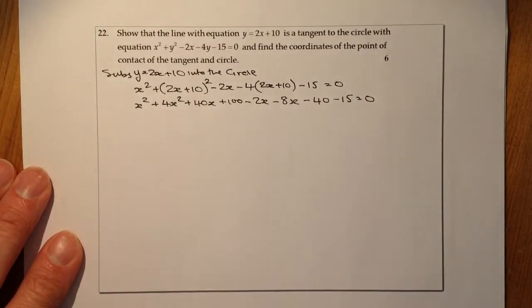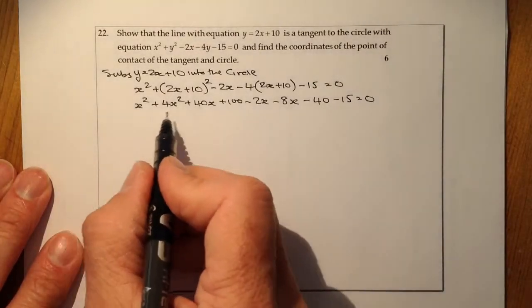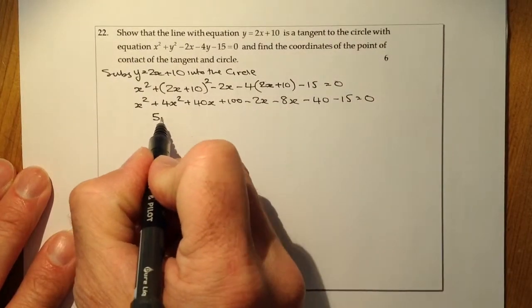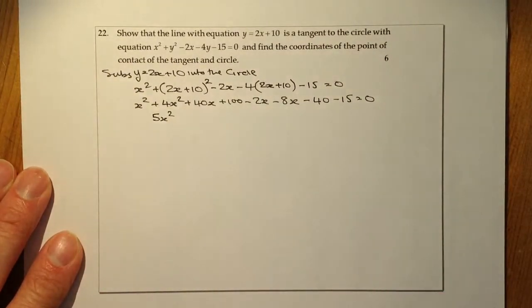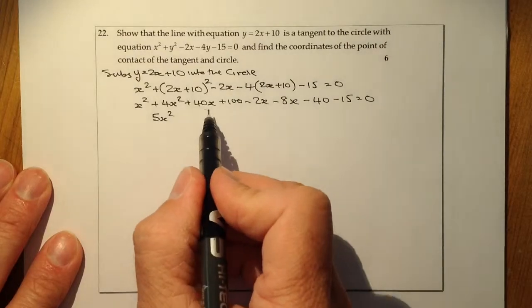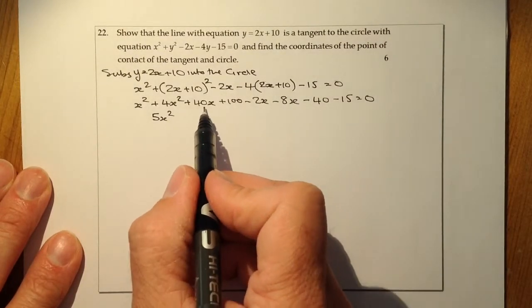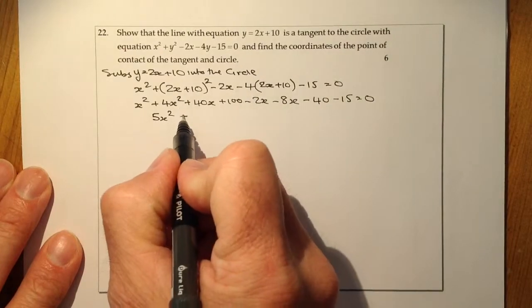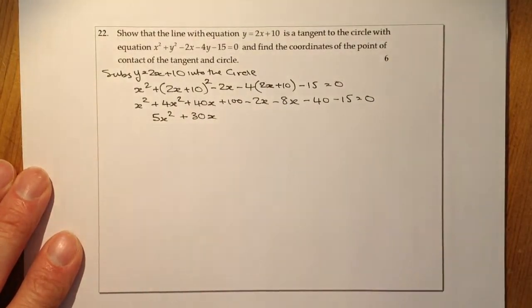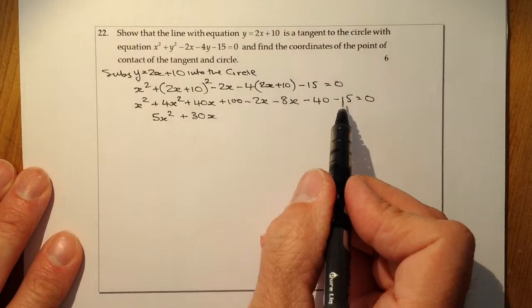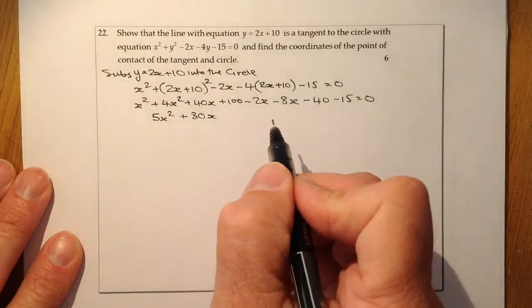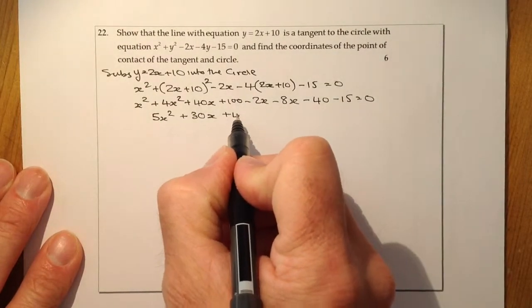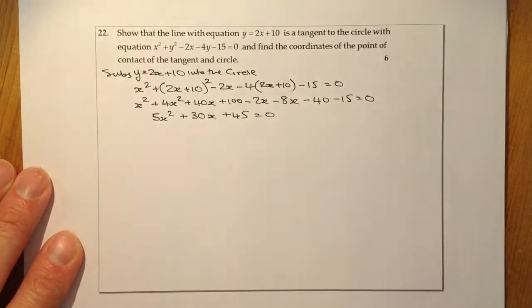Now when I gather things all up, let's see what I've got here. x squared terms, I've got 5x squared. And the x terms, let's see, the 40 here, we've got minus 2, so that's going to give me plus 30x there. And just the numbers, gathering them up, that will give me plus 45, and that equals 0.